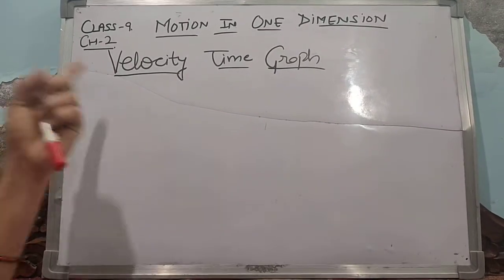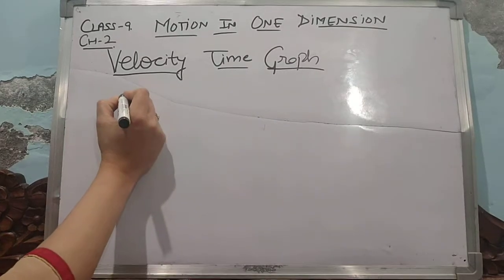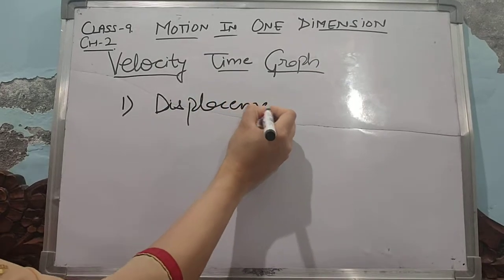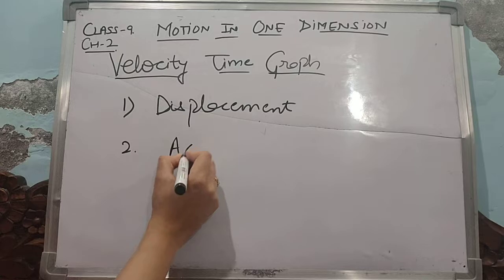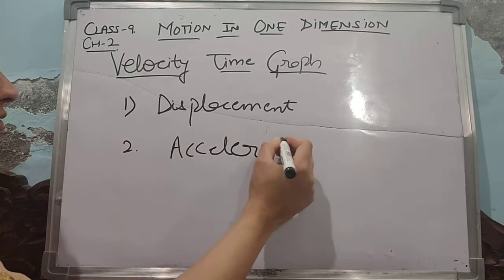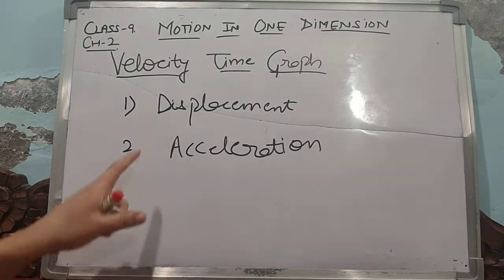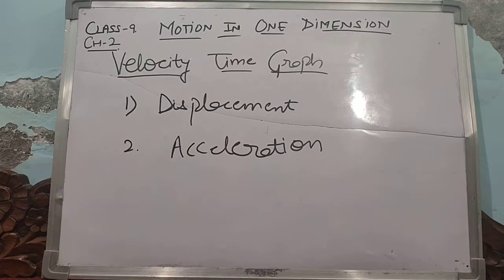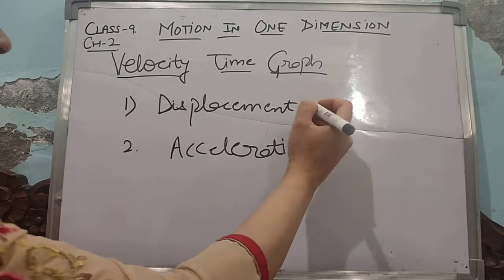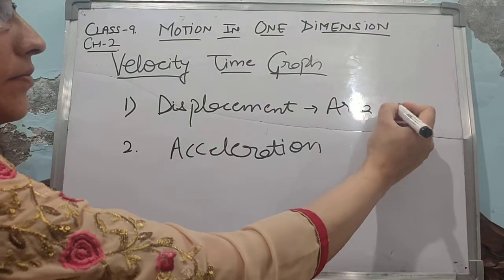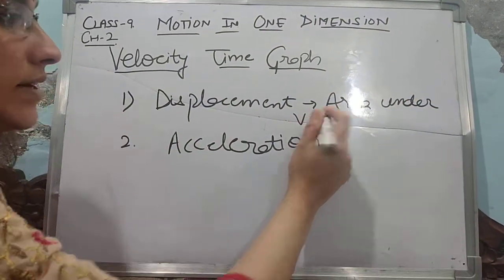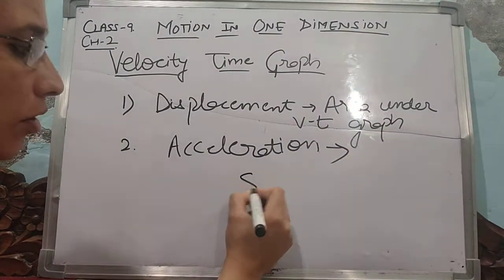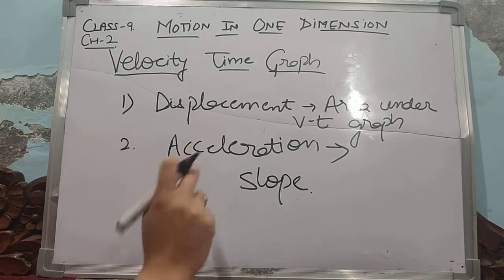Now students, from velocity time graph, we can determine two things. First is your displacement and second is acceleration. Now I'll tell you how we can determine displacement and acceleration. Remember, area under VT graph, that is velocity time graph, gives your displacement, and slope of velocity time graph gives acceleration.